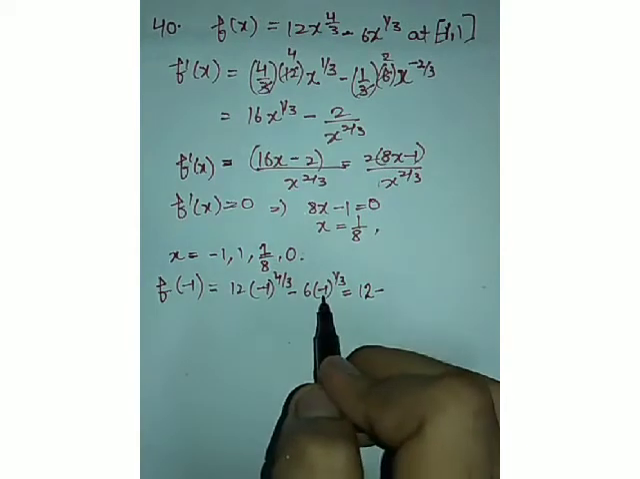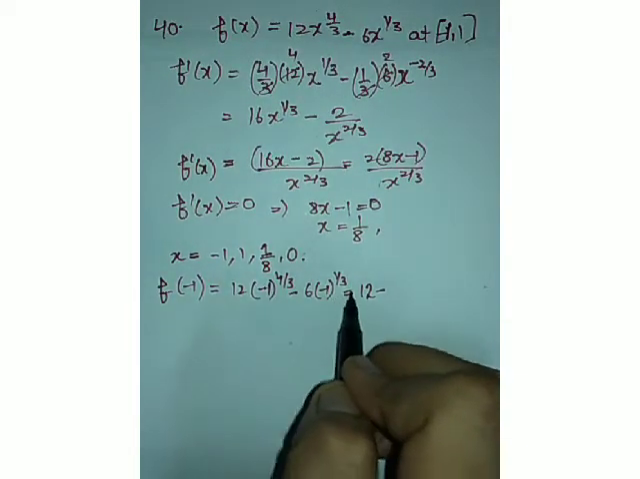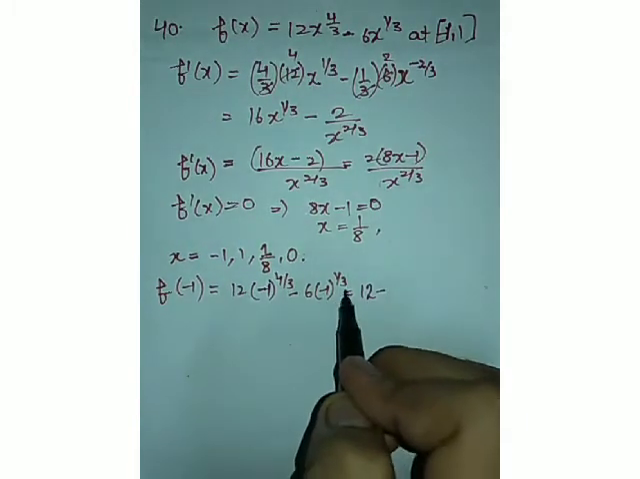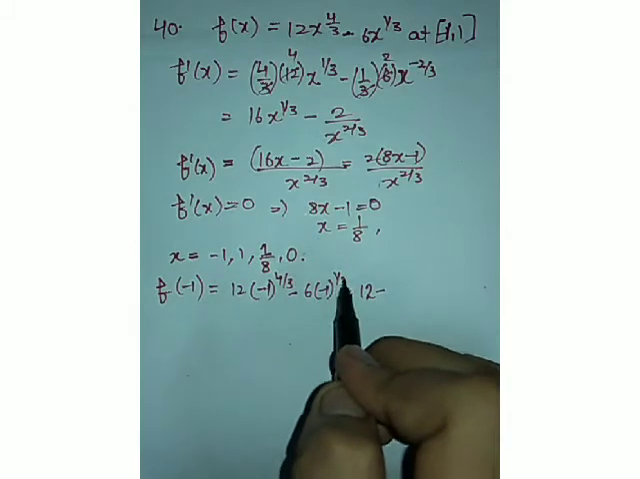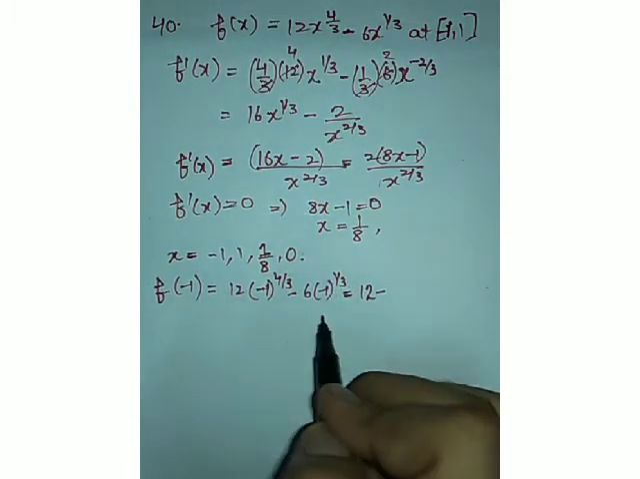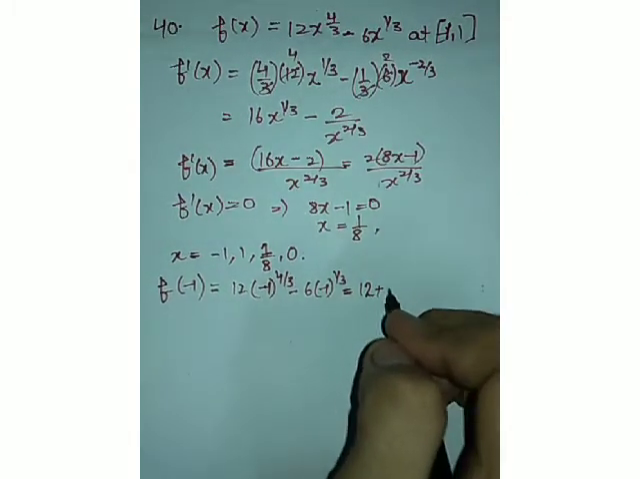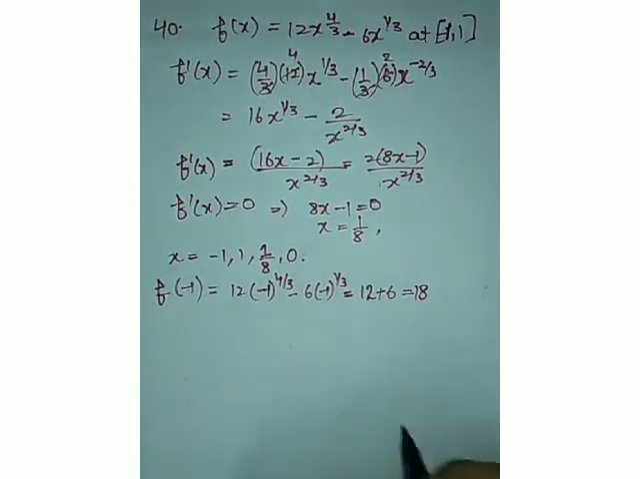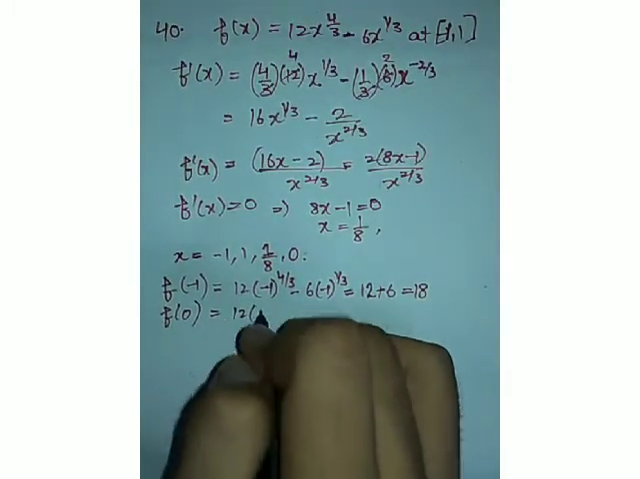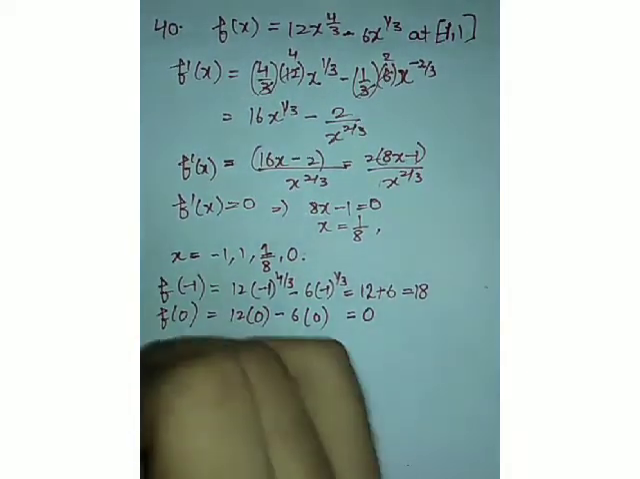Minus, now minus 1 raised to power 1 by 3 can't be solved directly. So you can multiply it by minus 1 and then divide it by minus 1. When you multiply it by minus 1, the powers will be 1 by 3 plus 1, it will be 4 by 3, and it will again become 1. But here it is minus 1 in the denominator, so minus minus will be plus, and you will get 12 plus 6 is equal to 18. Now check at 0: 12 times 0 minus, of course, 6 times 0, and you will get 0 only.